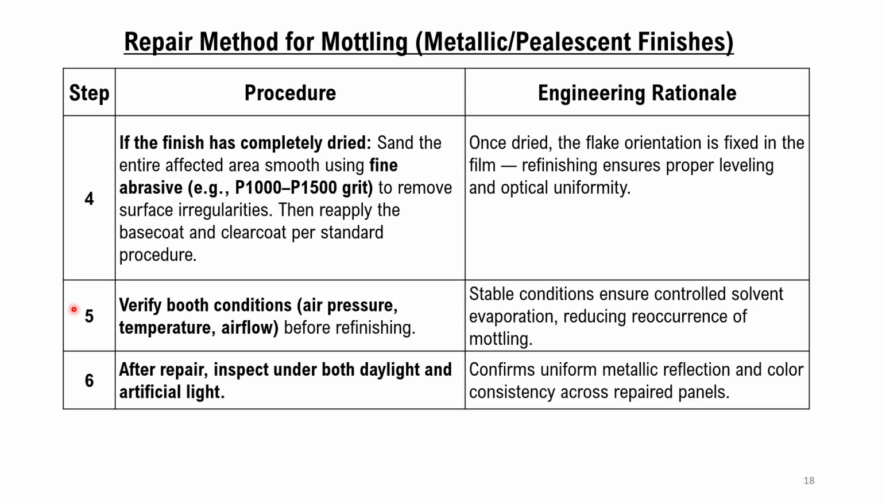Step number 5. Verify booth conditions, that is air pressure, temperature, and airflow before refinishing. Stable conditions ensure controlled solvent evaporation, reducing recurrence of mottling. Step number 6. After repair, inspect under both daylight and artificial light. Confirm uniform metallic reflection and color consistency across repaired panels.